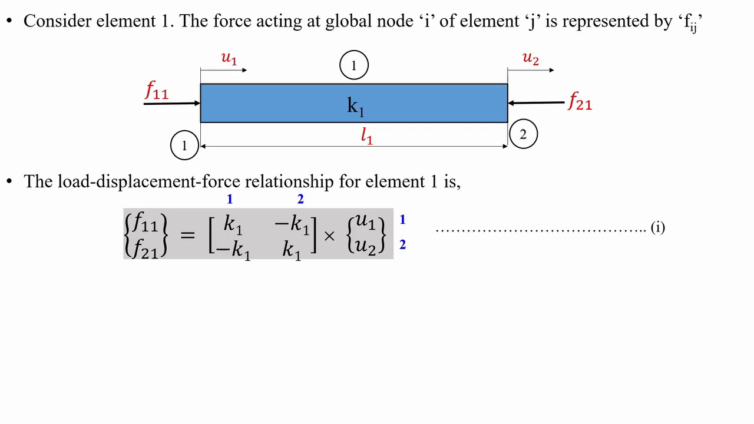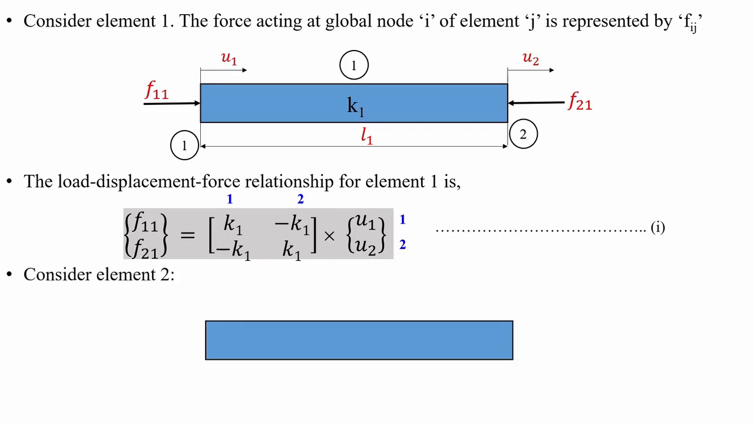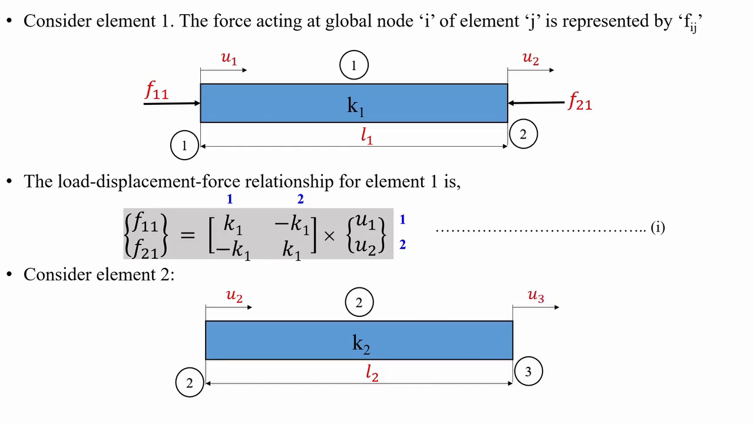Now let us consider element number 2. This is element 2, which has stiffness K2. Again, it will have global node numbers 2 and 3. L2 is the length of element 2. U2 is the displacement at node 2, and U3 is the displacement at node 3.